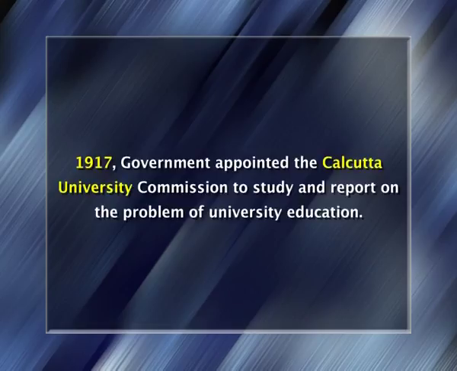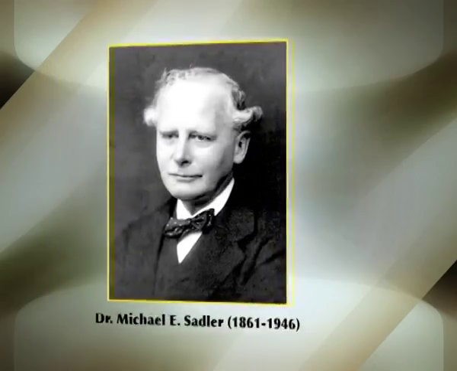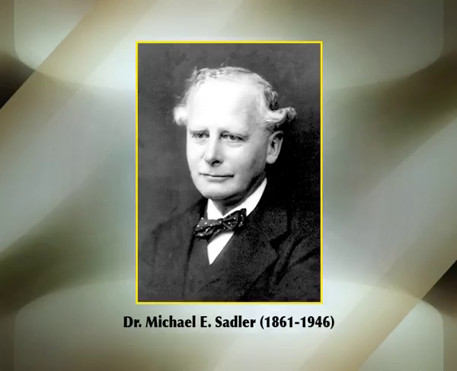In 1917, the government appointed the Calcutta University Commission to study and report on the problem of university education. The commission is also known as Sadler Commission after the name of its chairman, Dr. Michael Sadler.